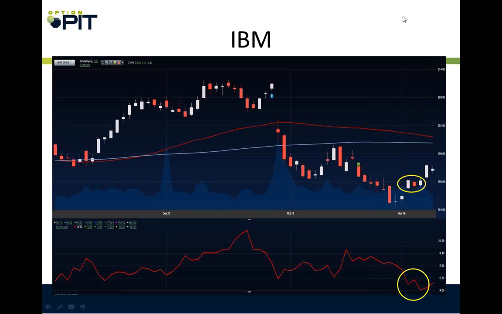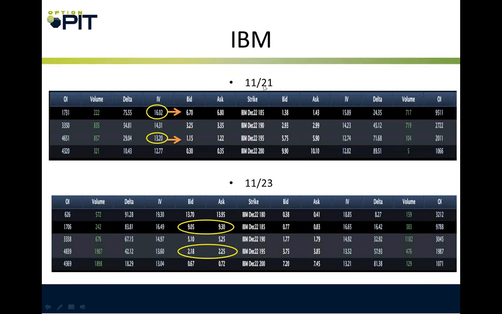So let's look at IBM. This was a time when IBM just got thwacked. They came in and crushed the implied vol. And I'm going to tell you why I'm using Goldman and Apple and IBM in a minute. So they just thwacked the vol, and you sit here and say, you know what? I think IBM's going to move higher. I think this sell-off's overdone. So let's look. Here we are on the 21st.